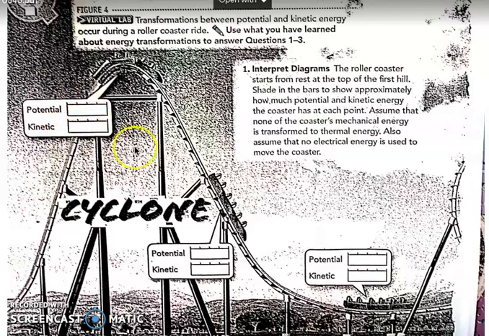Okay? Then, when the roller coaster is in the middle of the hill, how much potential energy is there? How much kinetic energy is there? And then when the roller coaster is at the bottom, how much potential, how much kinetic? Okay? All right, students, you're going to pause the video and you are going to fill in your shaded boxes now.